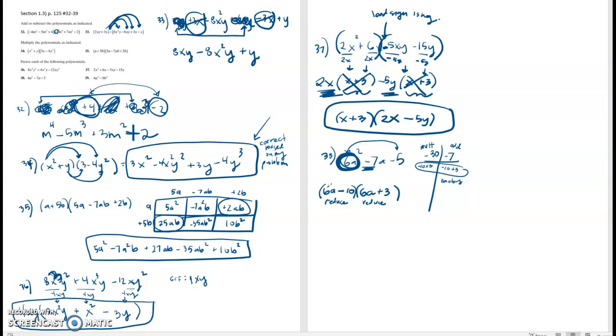So let's see. This is divisible by 2. This is also divisible by 2. So my answer here is going to be 3a subtract 5. This is divisible by 3. This is also divisible by 3. So my answer will be 2a plus 1. If you were to FOIL this out, you would get the term that you started with. So this should FOIL and give you that term right there. Factoring is extremely important.